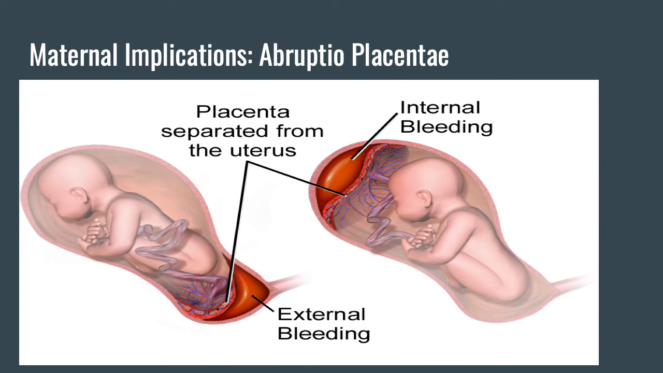Abruptio placentae is also a risk for multiple gestation, and that is when the placenta separates from the uterus and can cause major hemorrhaging. And so some interventions for that are very similar to placenta previa. You want to monitor the vital signs closely.